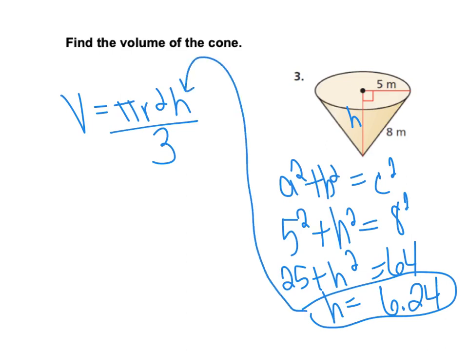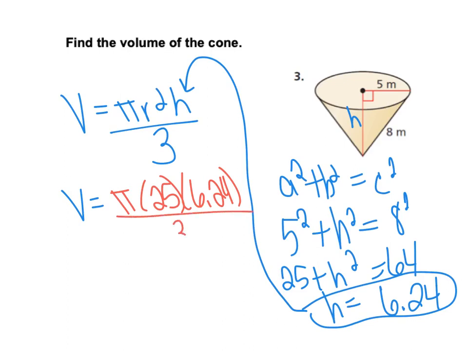Okay, so that's the number that we need to use for our height. We do not want to use 8. 8 is the slant height, not the height. So then we can go ahead and plug in our numbers that we know. Volume is pi r, well, our radius is 5 squared, r squared, that's 25, times the height, we said was 6.24, divided by 3. So we put that into our calculator, and we should get approximately 163.36 meters cubed.